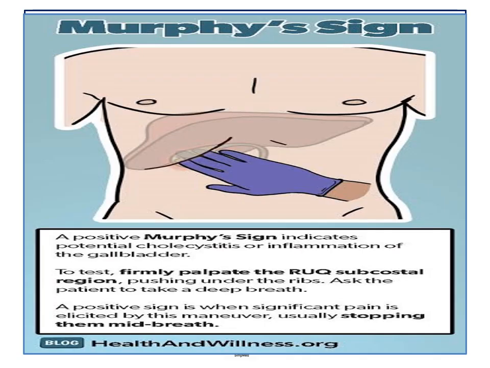Another important clinical sign that could be elicited in the abdomen is the Murphy sign. The Murphy sign is used when looking for potential cholecystitis, or what we call inflammation of the gallbladder. This is done by palpating the right upper quadrant subcostal region. The sign is said to be positive when there's significant pain while we are palpating that region and the person stops midway in their breathing motion.